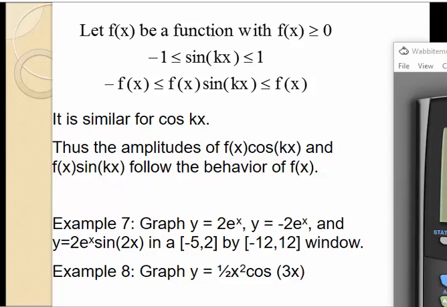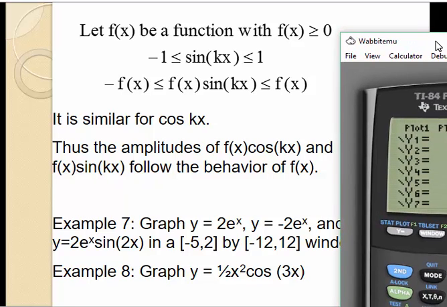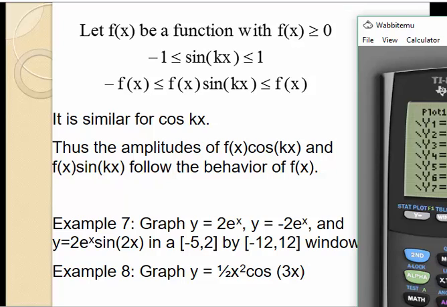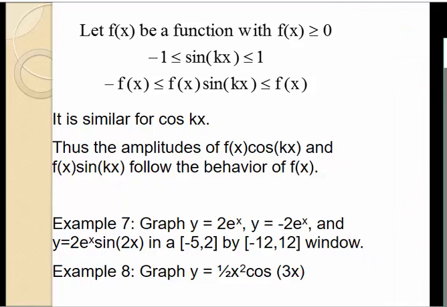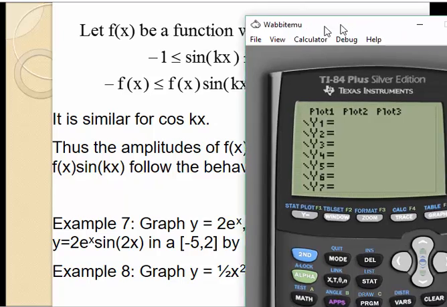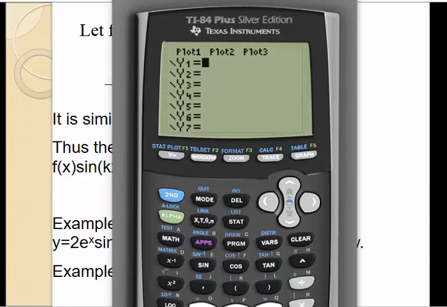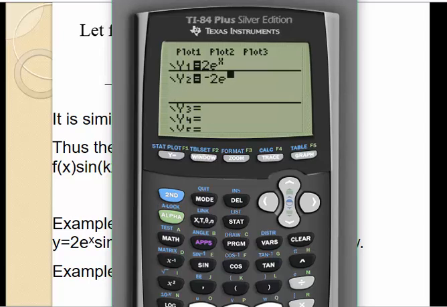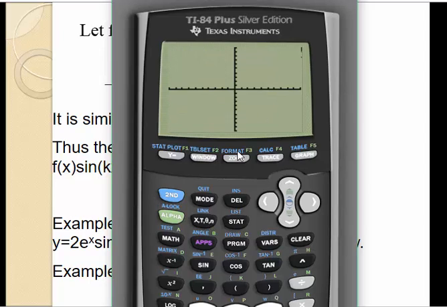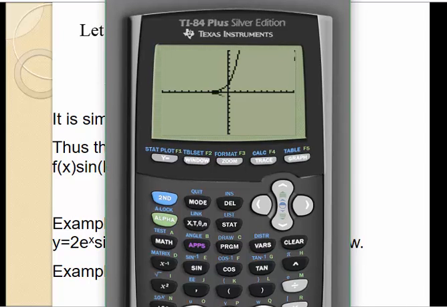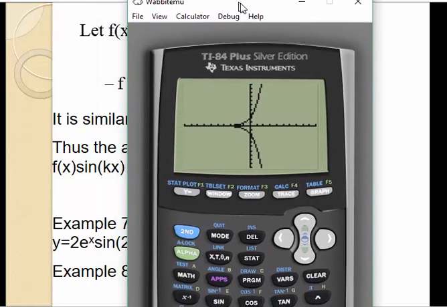Okay, so we're going to do 2 times e to the x, negative 2 times e to the x, and then a graph that's trapped between them, 2e to the x times sine of x, and I've told you one window you could look at it in. So let's do y equals 2e to the x and negative 2e to the x. I'll go ahead and graph those, and you see it makes kind of a funnel shape. You've got the exponential growth function, and then its reflection makes what looks kind of like a funnel.